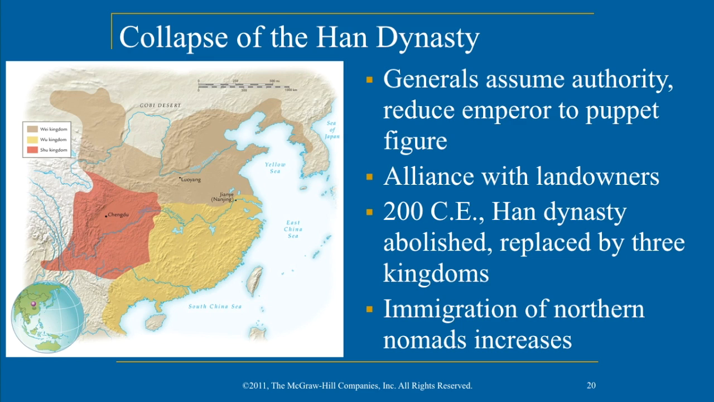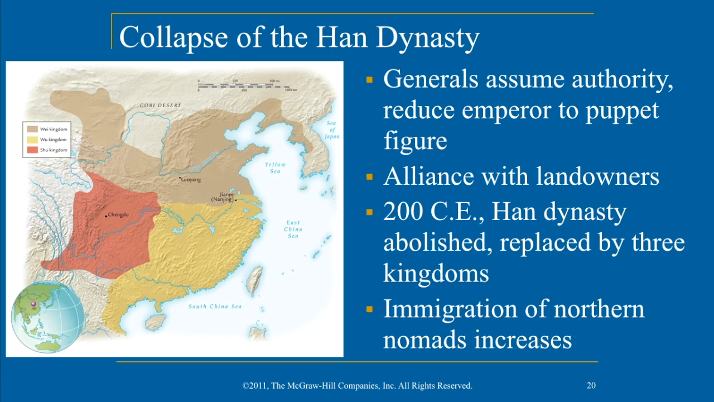We have the Wei, the Wu, and the Shu kingdoms. And immigration of northern nomads increases. So in the north of China, there are these nomadic peoples running around, and they start to immigrate or move towards these three kingdoms as the imperial structures that were there before under the Han basically fall apart.